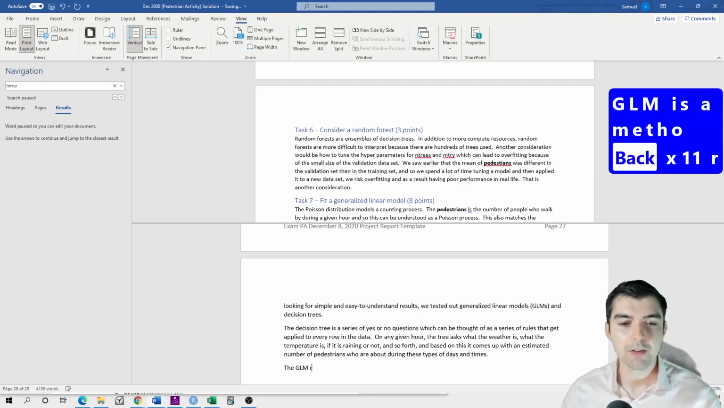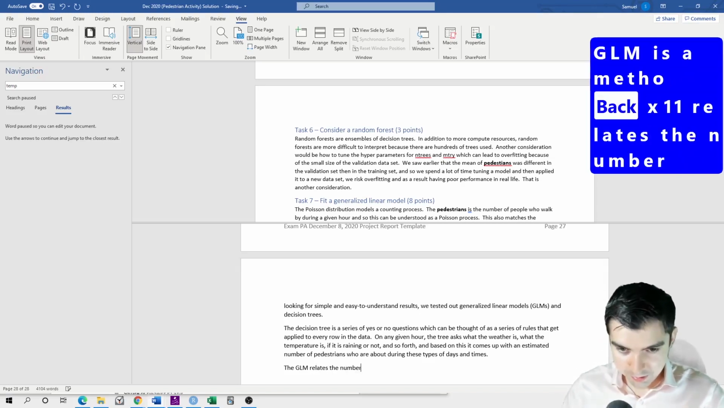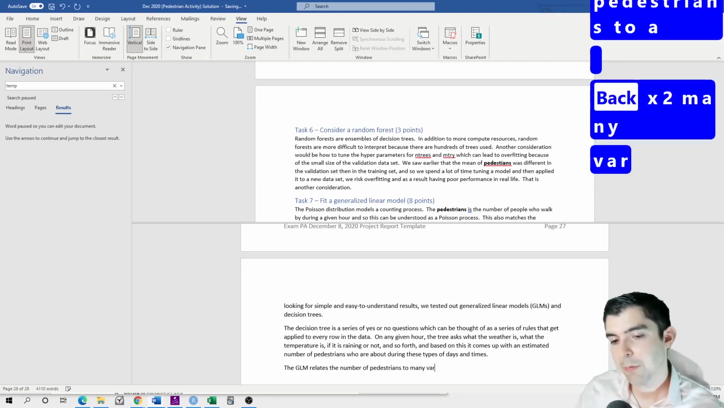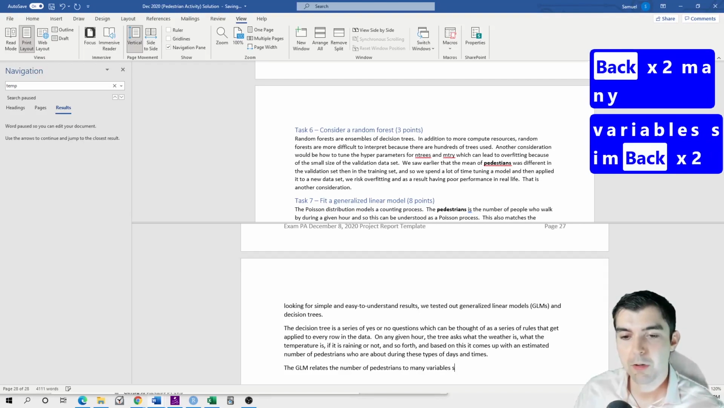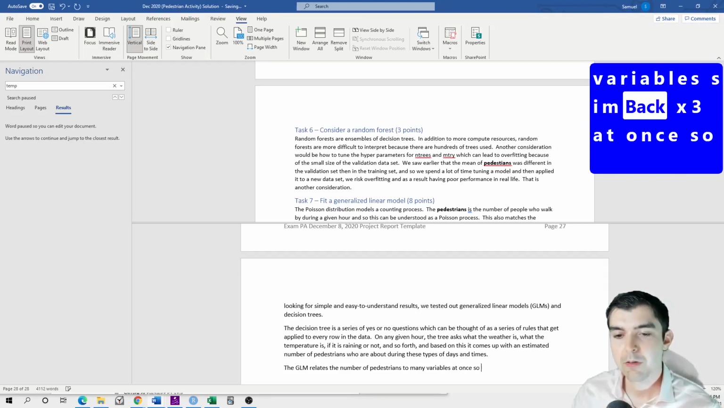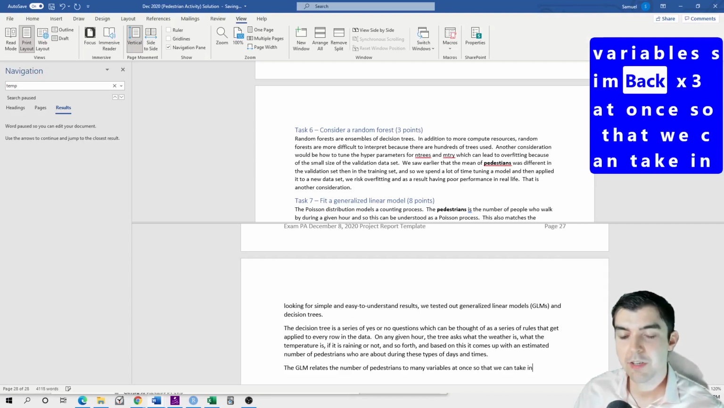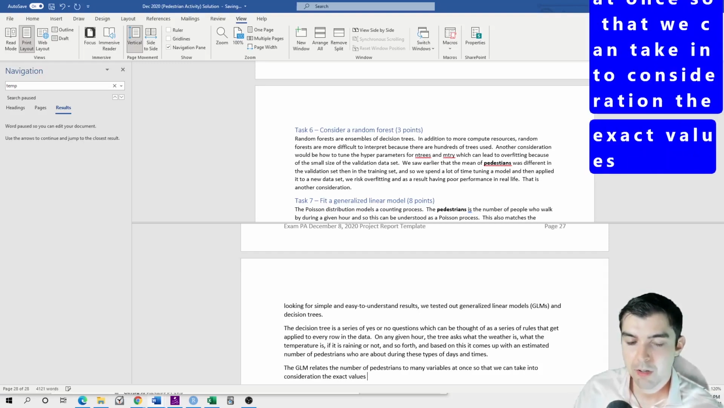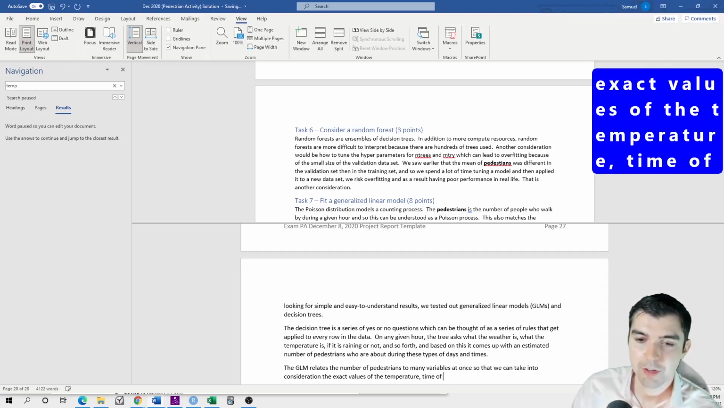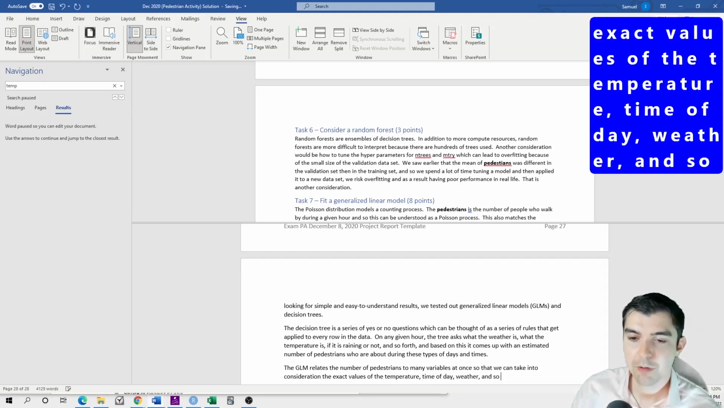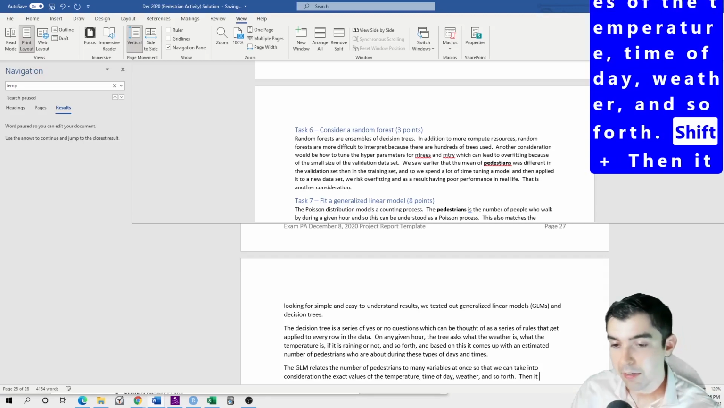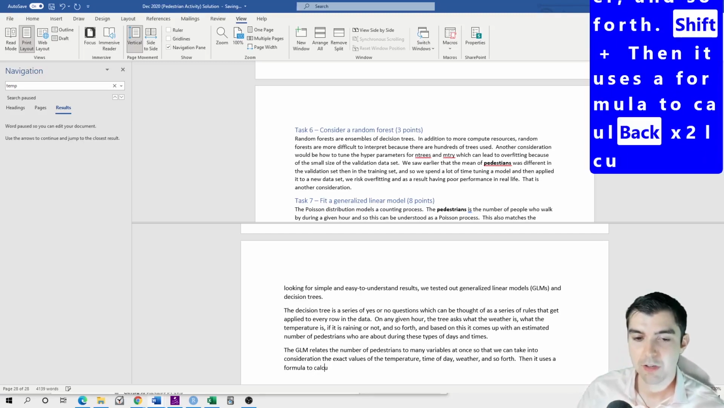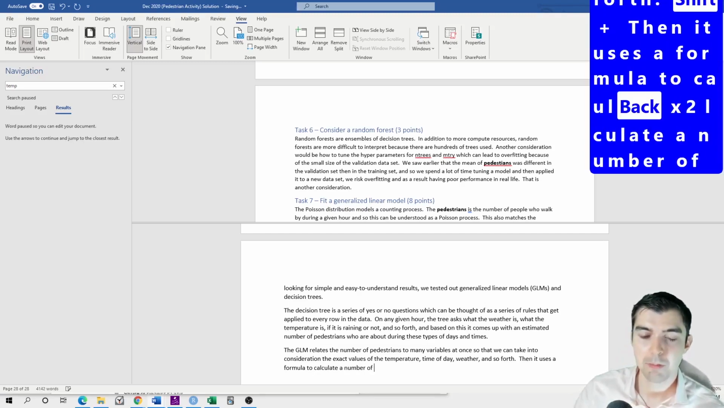The GLM relates the number of pedestrians to many variables at once, so that we can take into consideration the exact values of the temperature, time of day, weather, and so forth. Then it uses a formula to calculate a number of pedestrians.